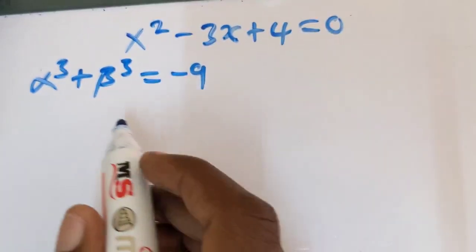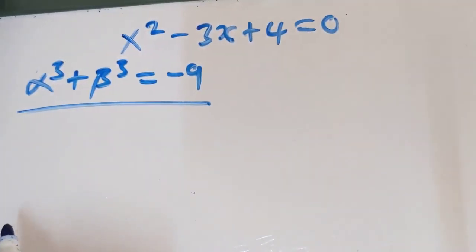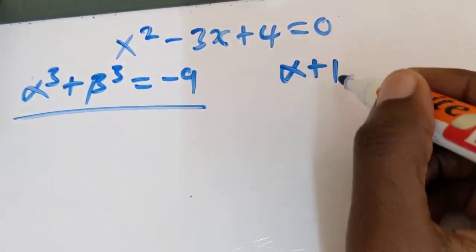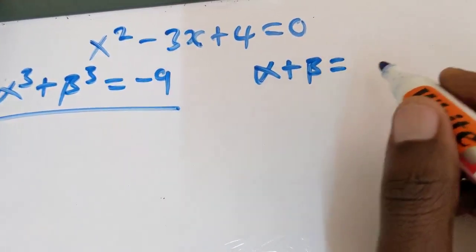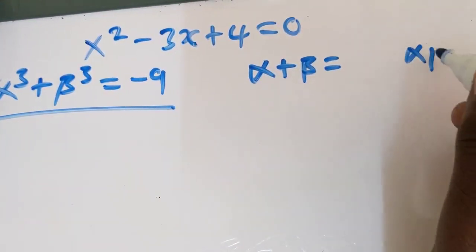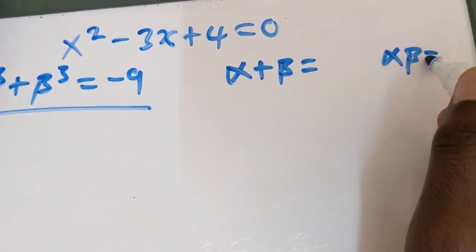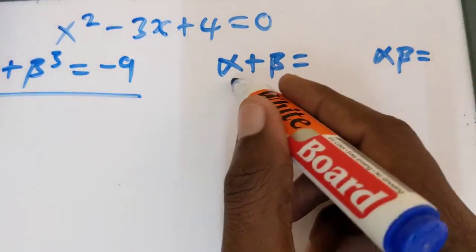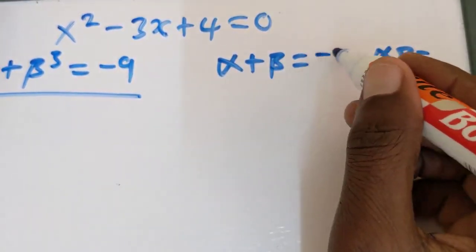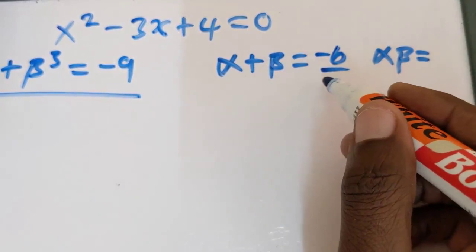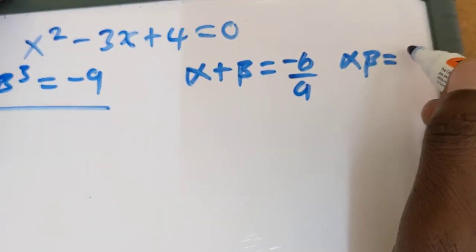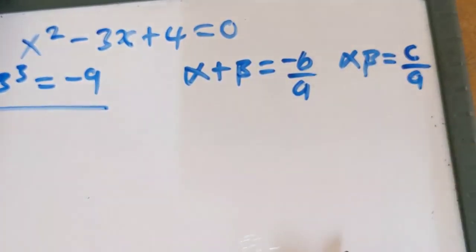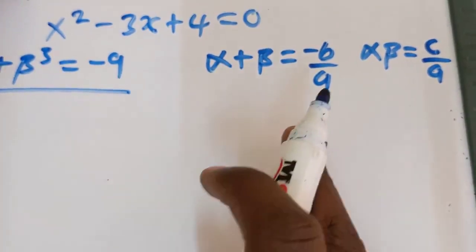The first thing that you're supposed to do is to find the sum and the product. You need to know the formulas for these, which I taught you in the previous videos. The sum of the roots is negative b over a, and the product is c over a. We derived these, so you should know them.